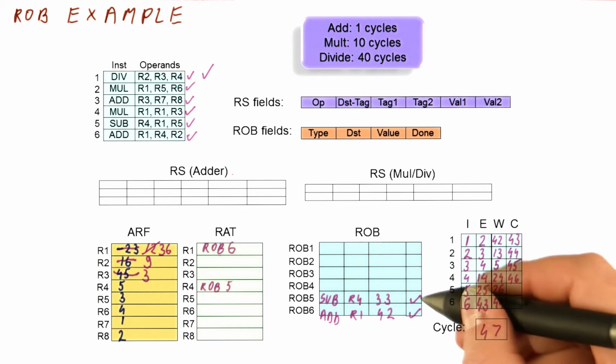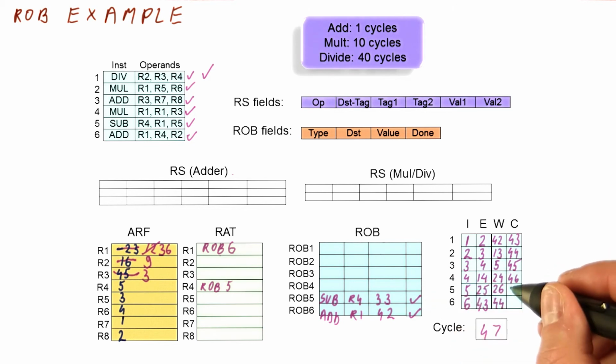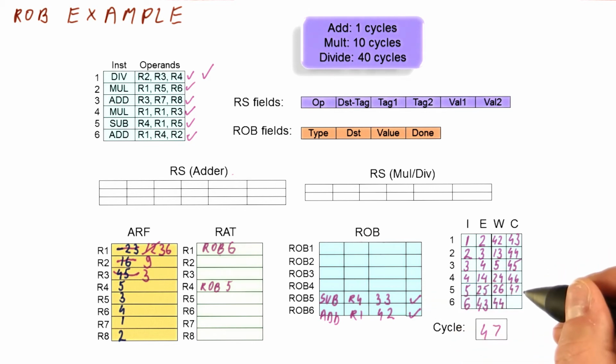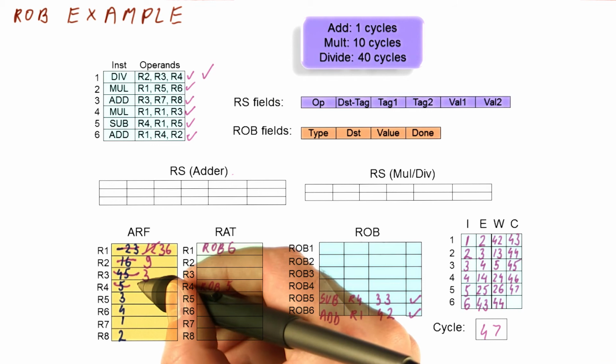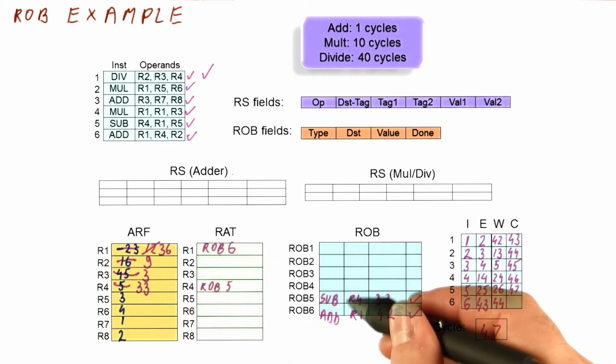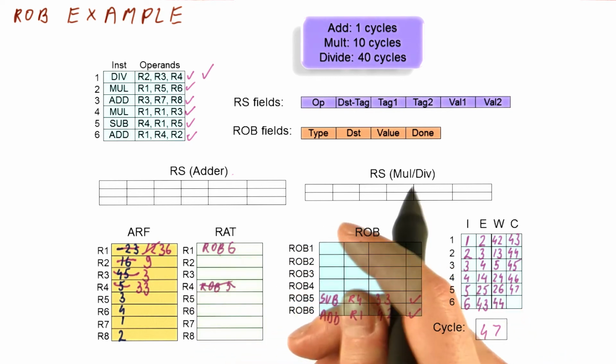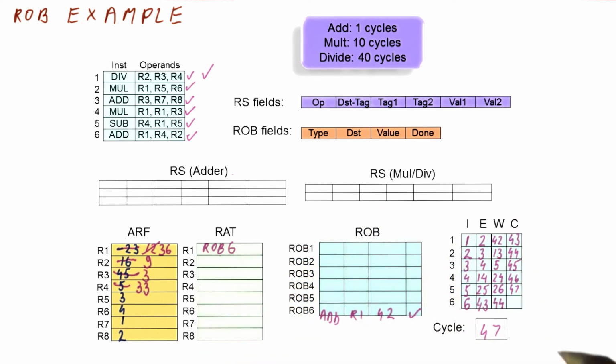In cycle 47, we will try to commit this instruction. It's done, so it's ready to commit. 47 is when we commit it. We will deposit 33 into R4. We will check the rat entry for R4. Does it point to rob5? Yes, it does. Now it needs to point to the register file. And we free this rob entry.